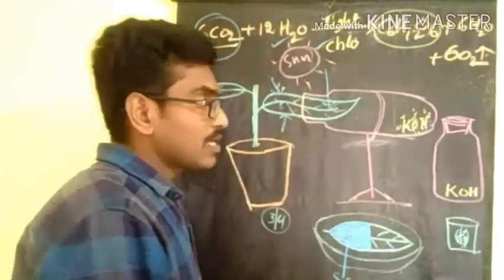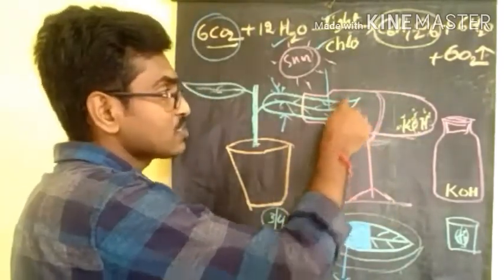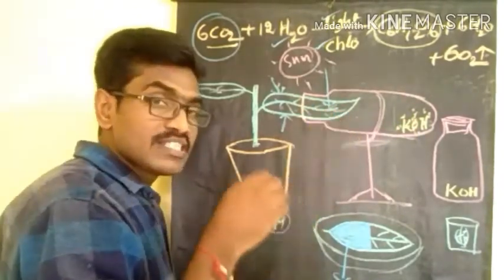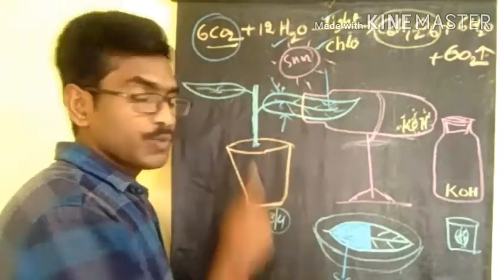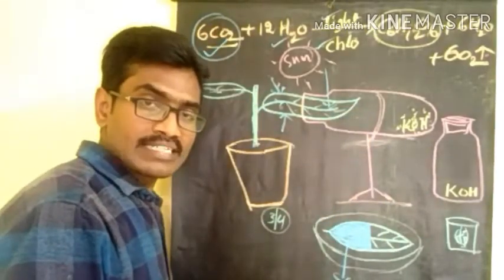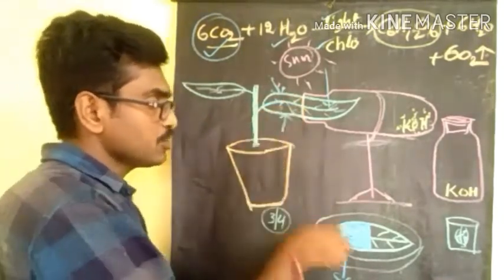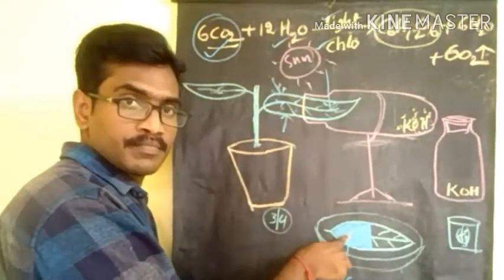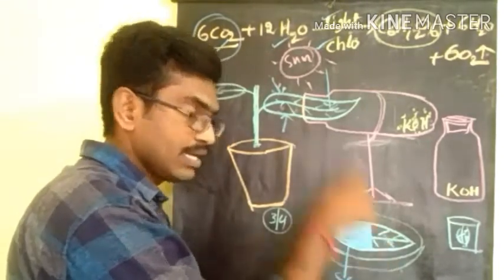Why? Because we removed carbon dioxide by adding potassium hydroxide solution into the bottle. Since carbon dioxide is not available to this part of the leaf, it did not synthesize food. Understood? In that way we can prove that without carbon dioxide plants cannot synthesize food. This portion received everything, that's why it turned dark blue, because food is synthesized here, but not here, because carbon dioxide is not available to this region of the leaf.